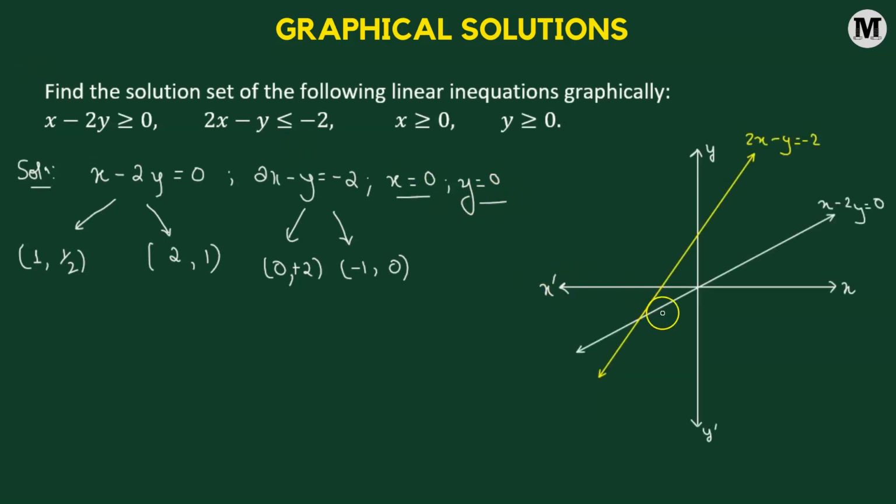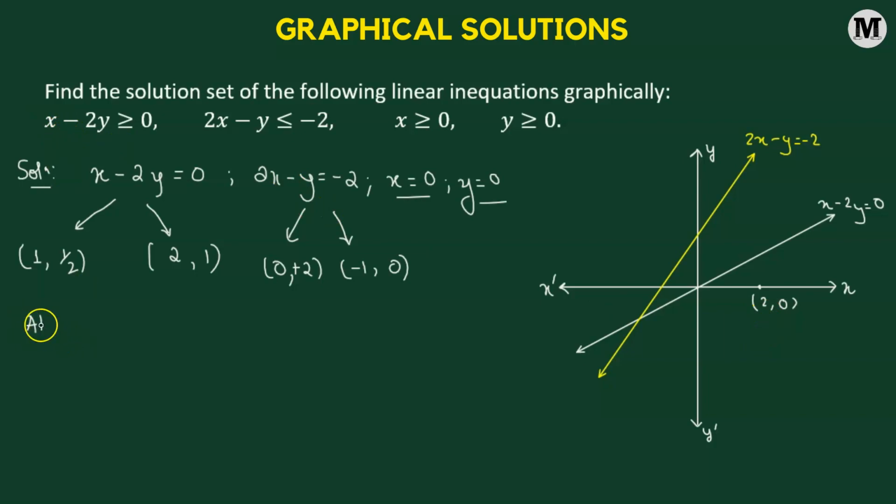Now that we have sketched the graph of each equation, let's come back to the inequality. We'll start with the first one, x minus 2y greater than or equal to 0. As we can see here, the line x minus 2y equals 0 divides the graph into two regions. One will be above the line and the other region will be lying below the line. So let's consider a random point on this xy plane, the point (2, 0). Now (2, 0) lies below the line x minus 2y equals 0, and we will use this point to check whether the inequality holds or not.